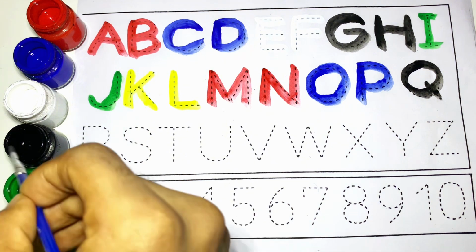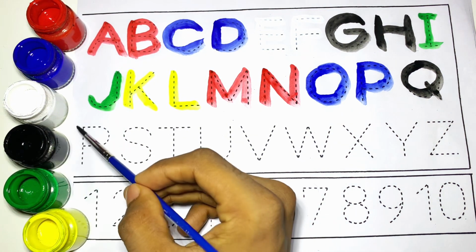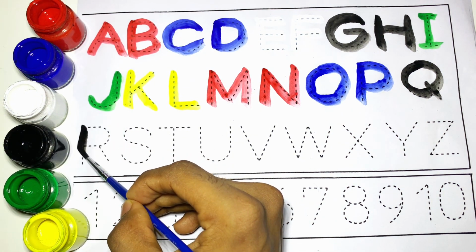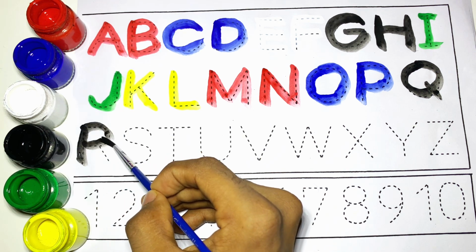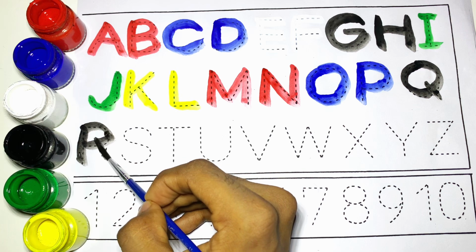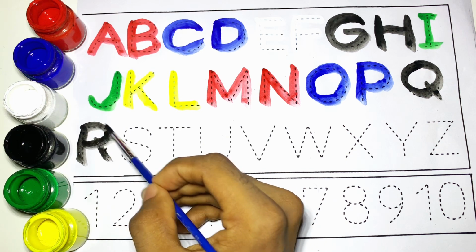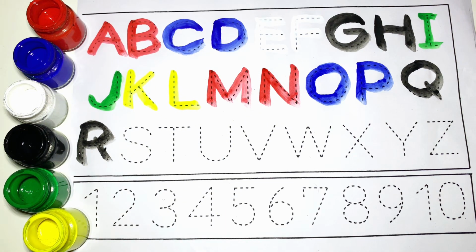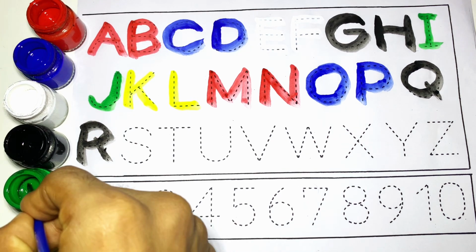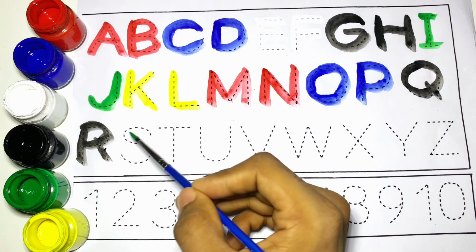Kids, again use black color and draw R. R for rose. The alphabets of R. R for rose, R for rice. Kids, now draw S. S for sun. The alphabets of S. And use green color.